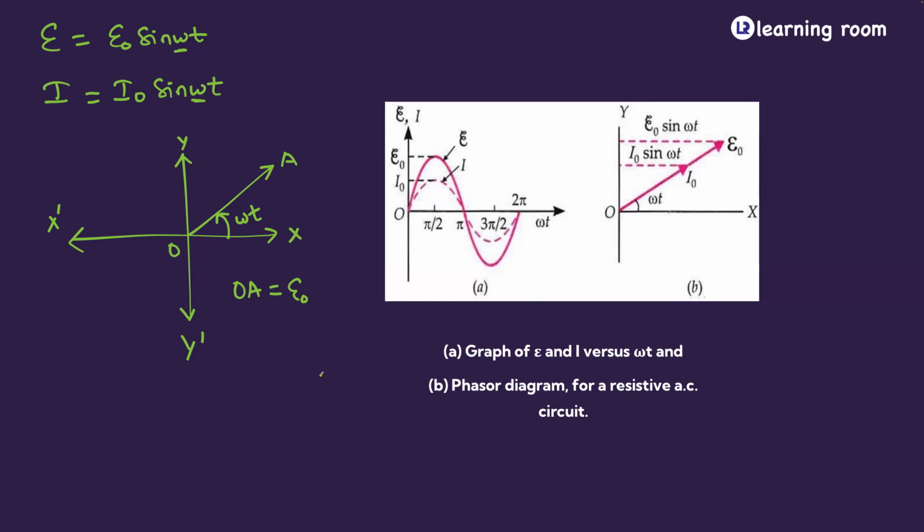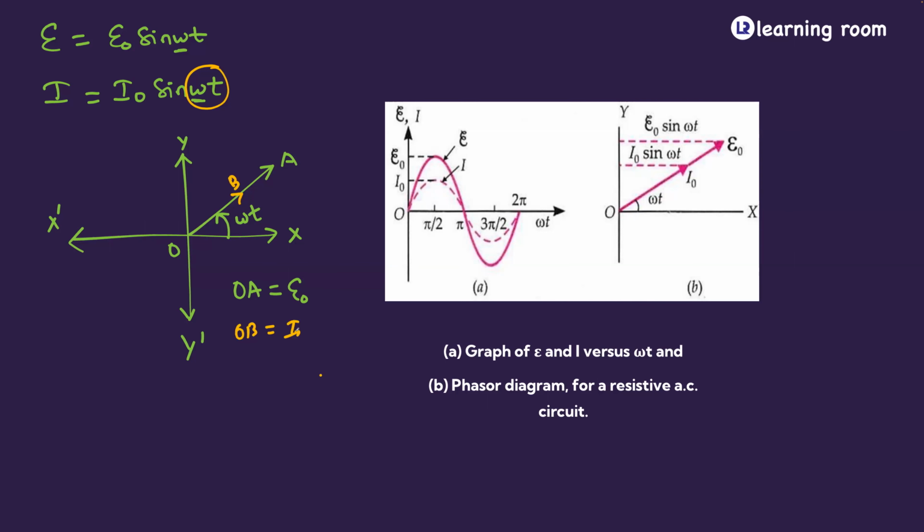Again, I will start from here. Where should it go and stop? The hint is given by this omega t. So I will also go and stop at omega t. So if I draw it like this, then OB will be equal to I naught.